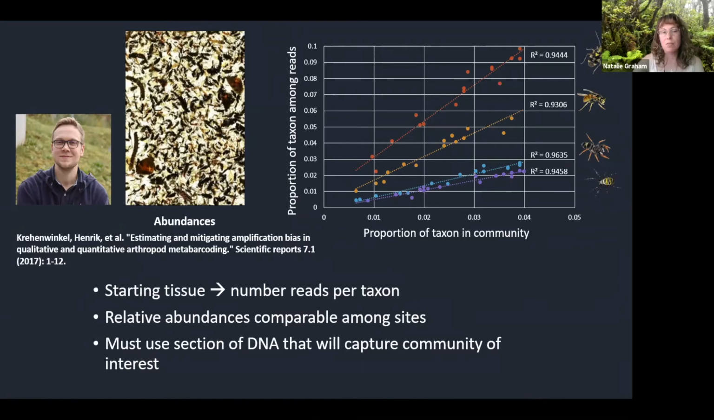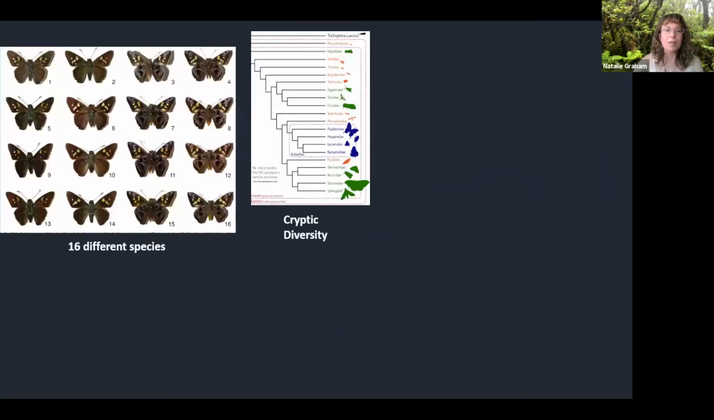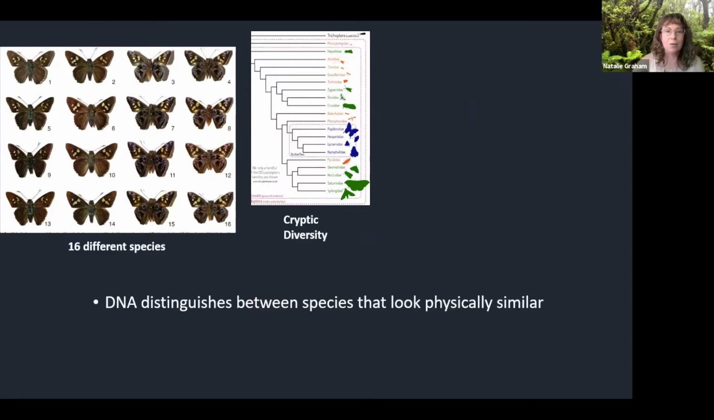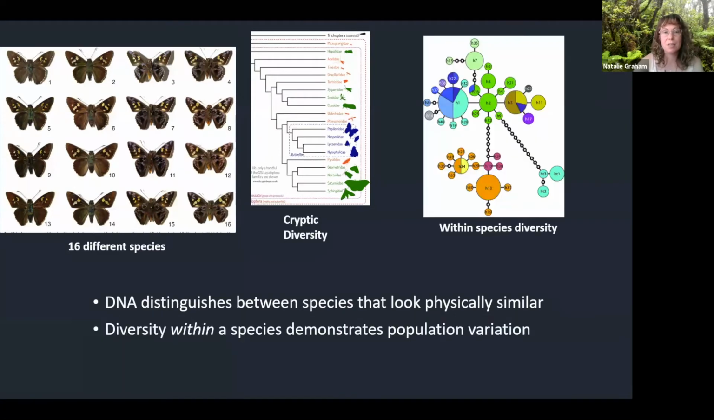You do have to be careful that the section of DNA that you choose is going to capture your community of interest, so in our case, the cytochrome oxidase 1 locus. So, getting at the idea of cryptic diversity, in this picture on the left there are actually 16 different species, but they look very similar. And so, with DNA, you can actually distinguish between these species that look similar.